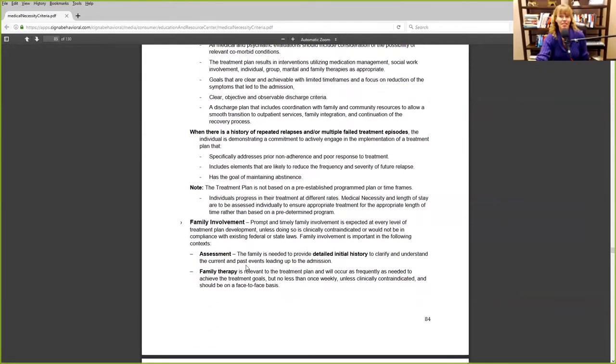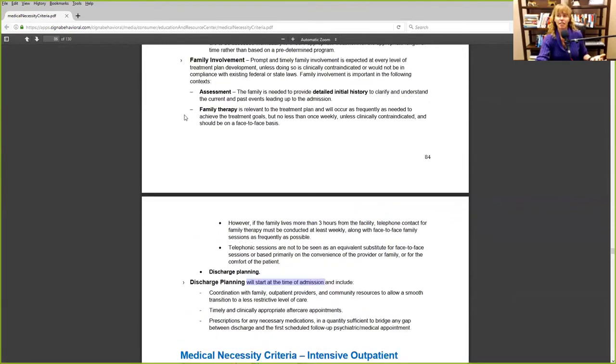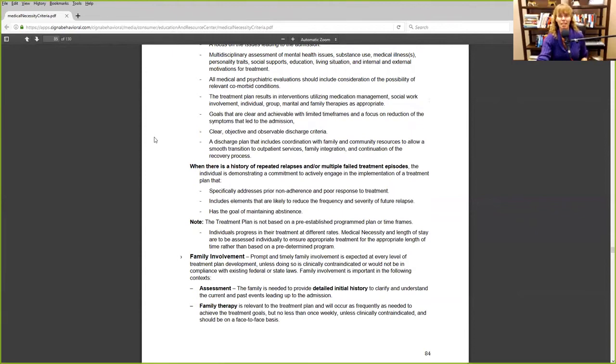Family involvement is required, and discharge planning will start at the time of admission, and there has to be evidence of that in the clinical record. So you have to show that you started discharge planning at the time of admission, just in case the person doesn't come back, but also to make sure that you have all your proverbial ducks in a row when the person does discharge. So Cigna calls this medical necessity criteria, but you can also find it, like I said, by Googling level of care guidelines.